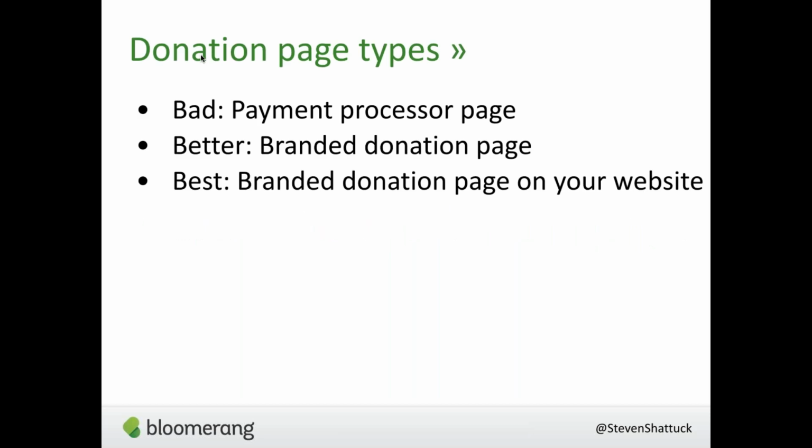Well, there's basically three types of online donation pages. There's a payment processor page, which is something that is generated by a third-party online giving provider. So like a PayPal page, when they leave your website, they click donate and they go to a PayPal page. That's a payment processor page. That's bad. We'll talk about why that's bad in a minute. Next best thing is a branded donation page that is connected to your online giving provider. And I'll show you, it's kind of like an in-between, and I'll show you what that looks like.